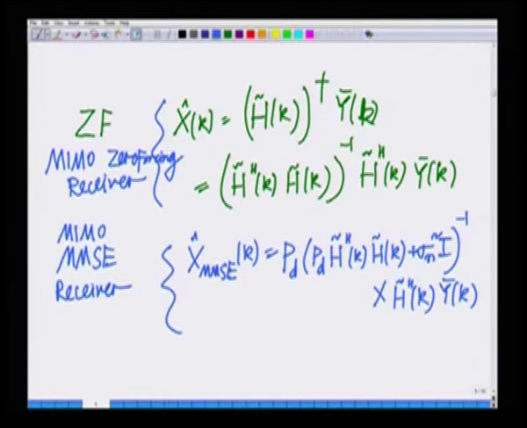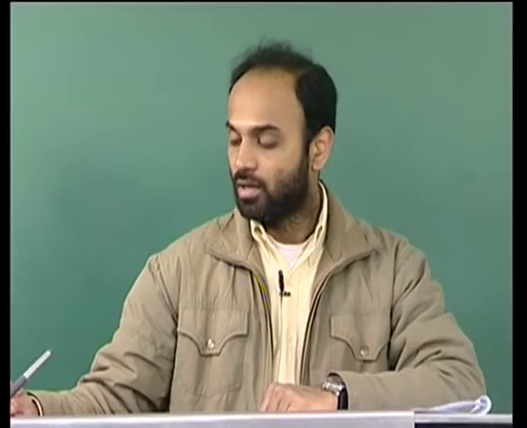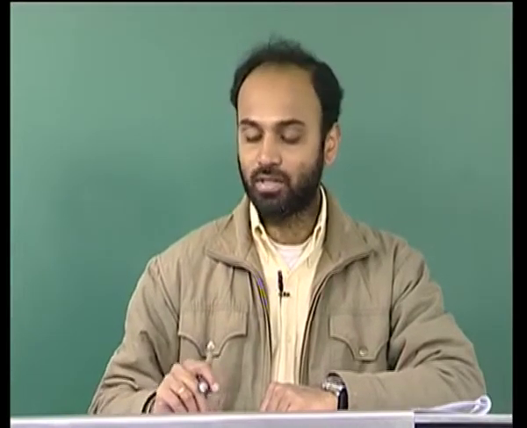equals PD, where PD, remember, is the data power. This is nothing but the power of the data on each transmit antenna, PD into PD h tilde Hermitian k h tilde k plus sigma n squared I inverse times h tilde Hermitian k times y bar k. This we said is the MIMO MMSE receiver. All right. So, this is the MIMO MMSE receiver.